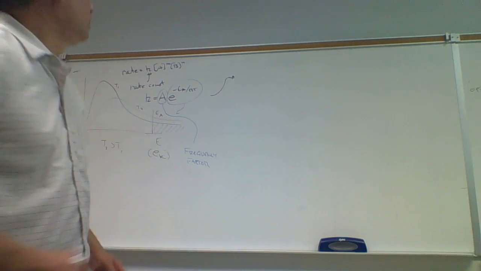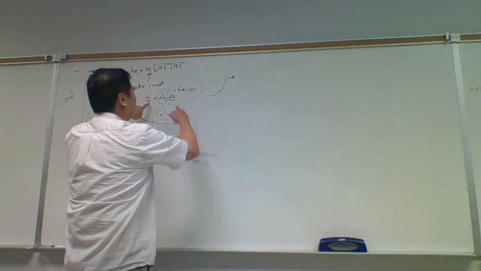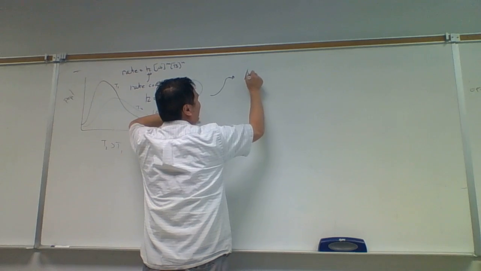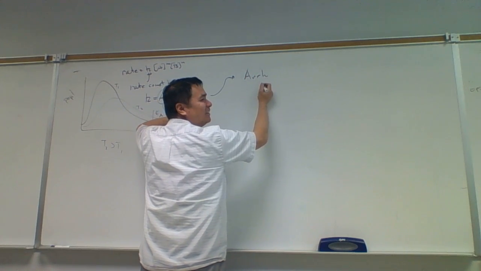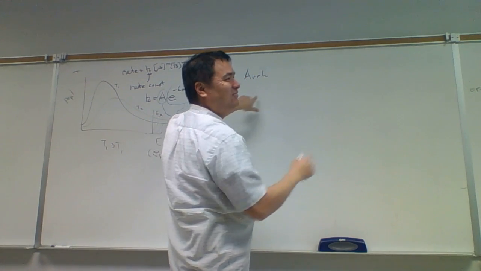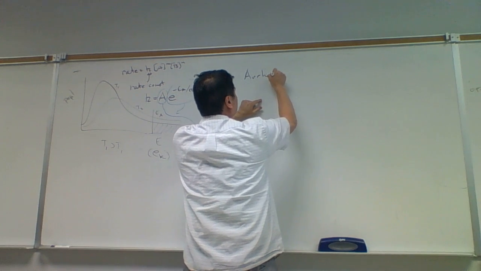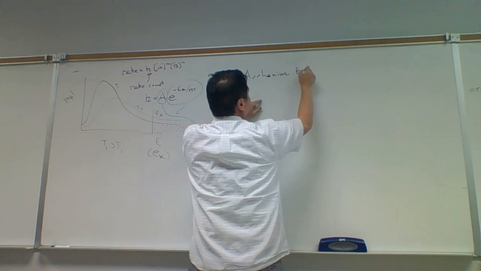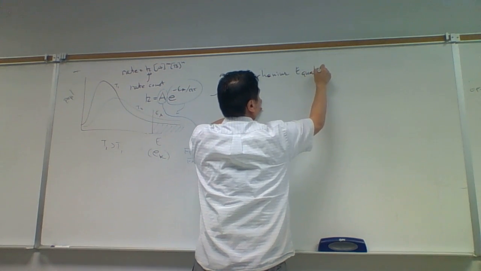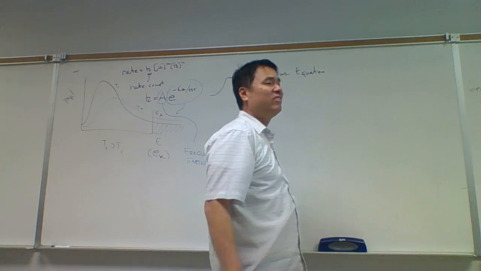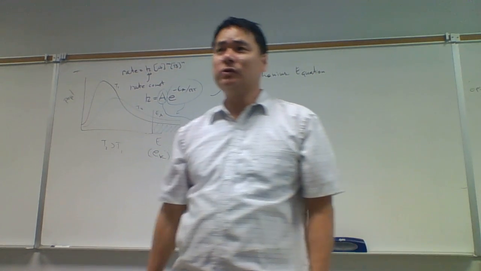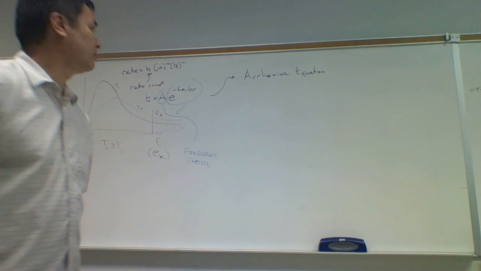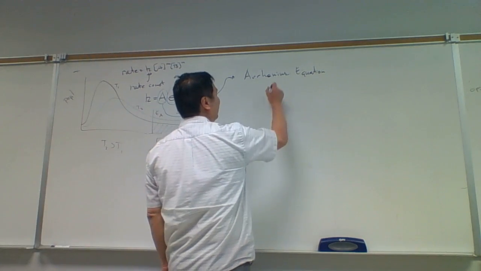You know what this equation's called? This equation is called the Arrhenius equation. There are three forms of the Arrhenius equation that we use. Let me show you the three forms. We use the Arrhenius equation outright.